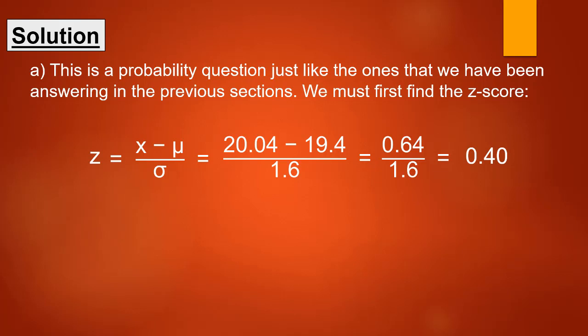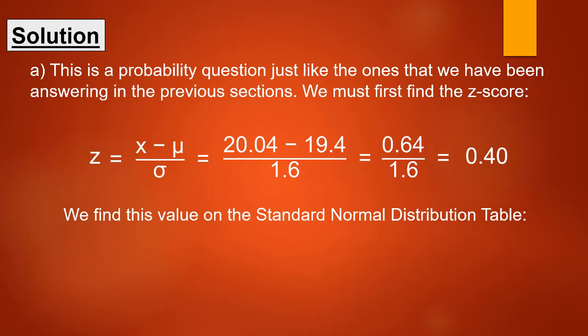We're going to look up the z-score on the standard normal distribution table. If you don't have that table out, remember, in all the sections in Chapter 5 and Chapter 6, we're going to need that standard normal distribution table. So if you haven't gotten it out already, go ahead and get it out. And we look up the 0.40 on the standard normal distribution table, and we find that value. The z-score of 0.40 results in a table value of 0.6554.